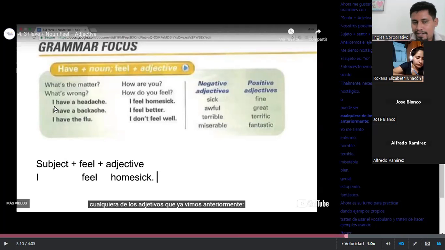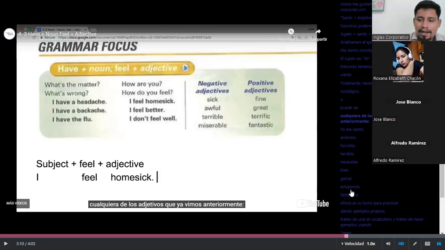The feels, if you listen, it sounds with S at the end, ¿ok? Because we're using it as a third person. Nosotros podemos cambiar el sujeto por he, she, or it, o por you, o por we, o por they, pero siempre manteniendo las reglas gramaticales para el uso de los verbos. Si utilizo he, she, or it, vamos a agregarle la S de tercera persona. Y la estructura que nosotros construimos se mantendría en su forma. O sea, esos tres elementos siempre van incluidos, independientemente del sujeto, e independientemente del adjetivo que nosotros utilicemos.